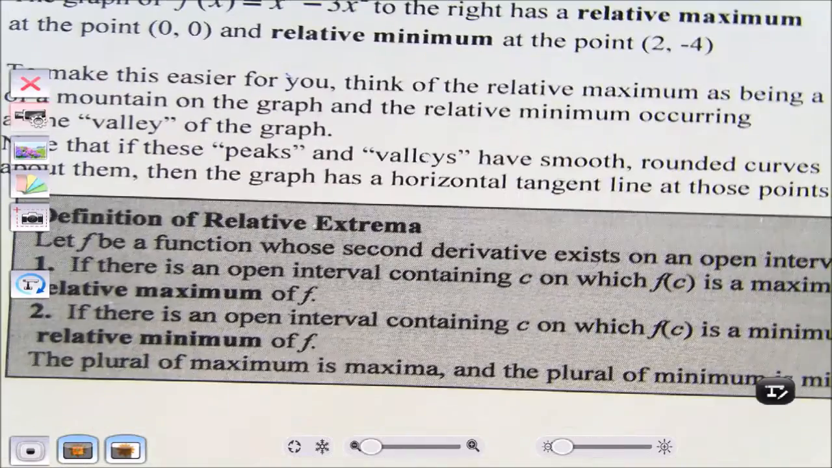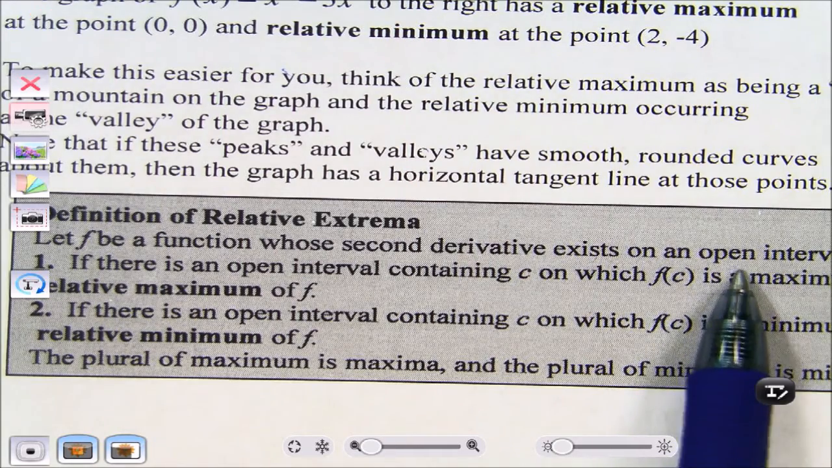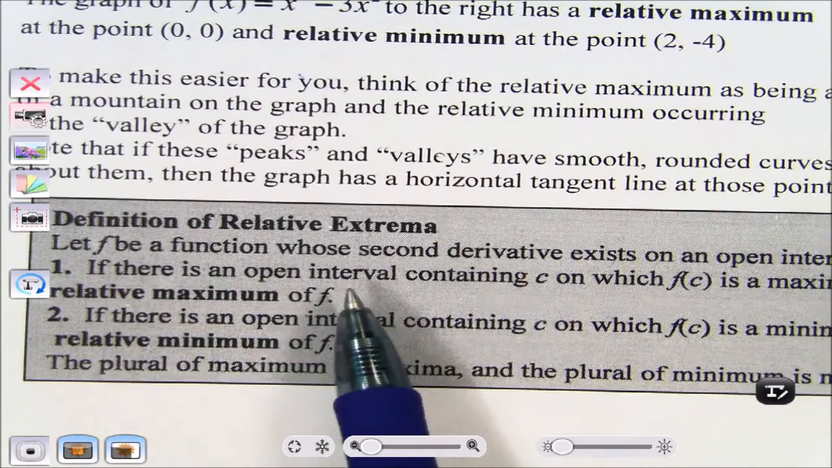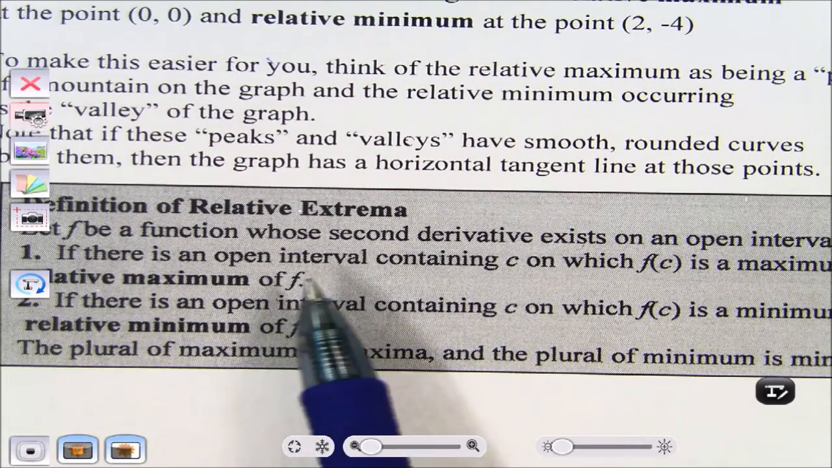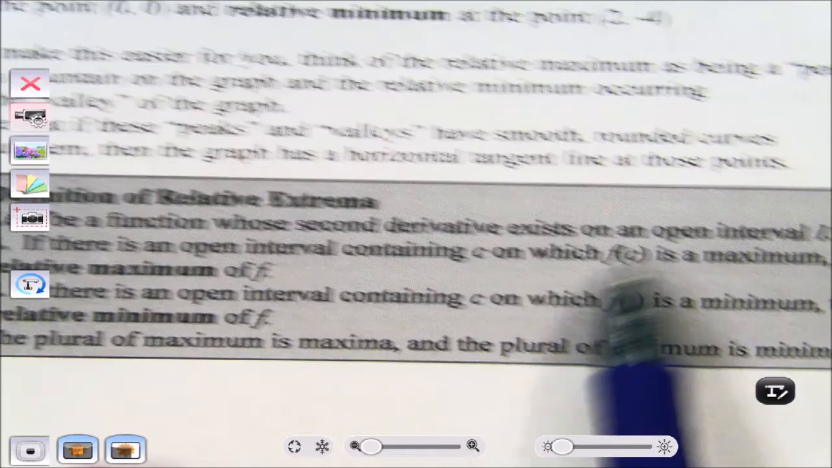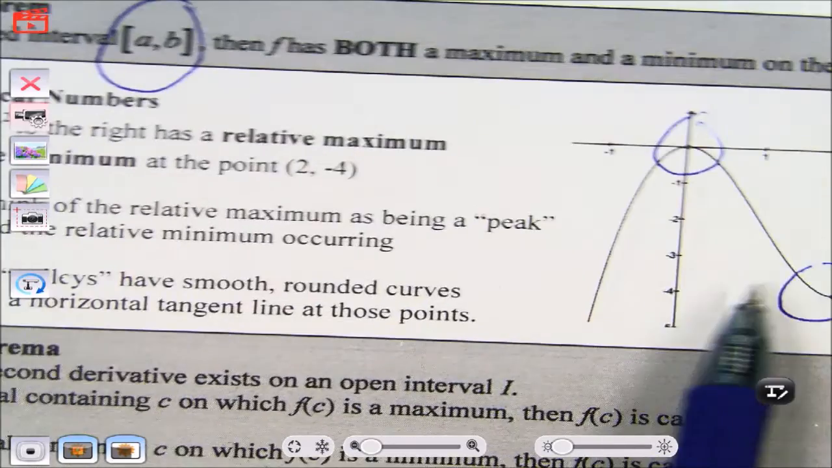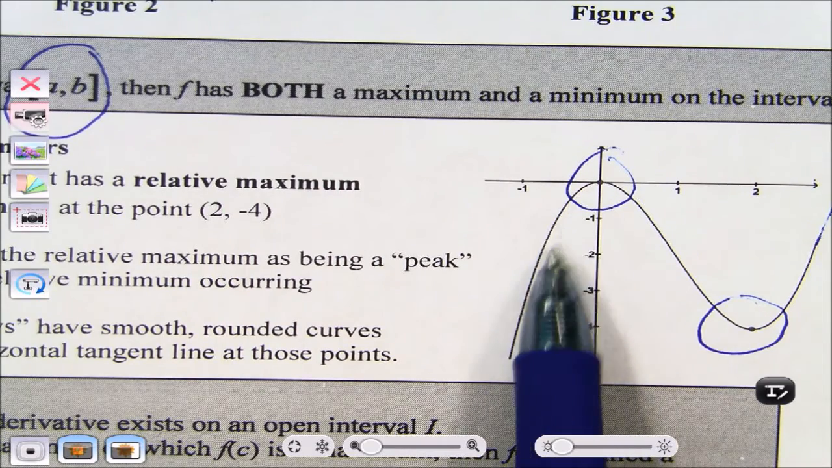So they have the definition of relative extrema. So extrema includes both maxes and mins. Okay? And they're always talking about open intervals when we talk about relative. If there's an open interval containing c, then f of c is called a relative maximum. Okay, I think this definition is not particularly helpful. I want you to use your intuitive idea. Can you tell that's called relative max? I mean, it's higher than anything around it.